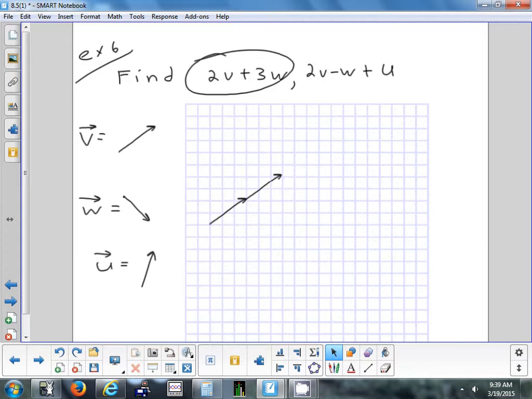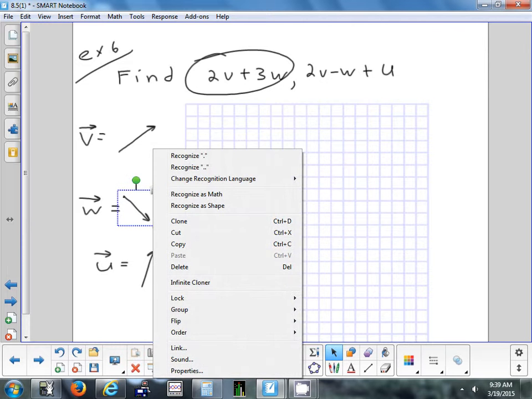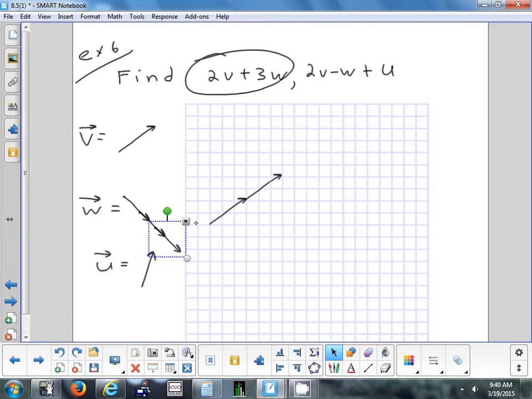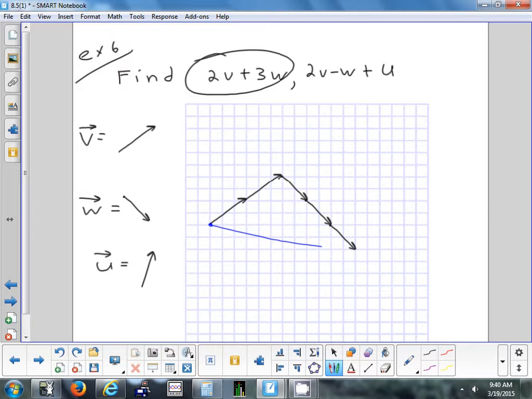And now what? Then you need to find 3w. Yeah, I need to find 3w. So just make some copies of that. There's 1w. There's 2w. And 3w. Okay, so 2v, that's the positive slope going up and to the right. 3w, it's going down and to the right. And just connect it. Try to make it straight. So that's 2v plus 3w.